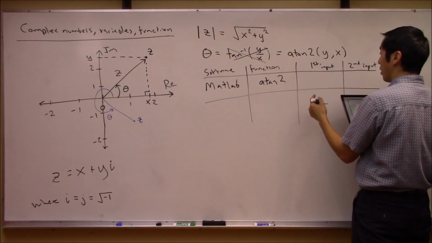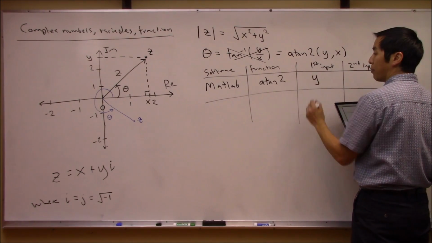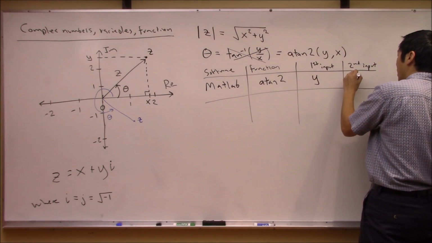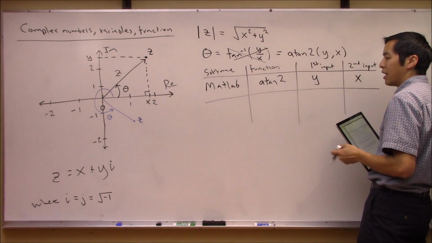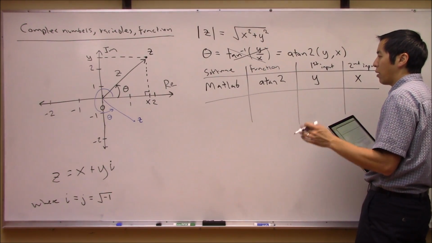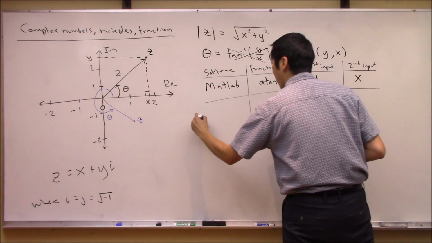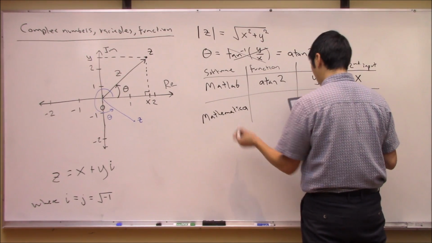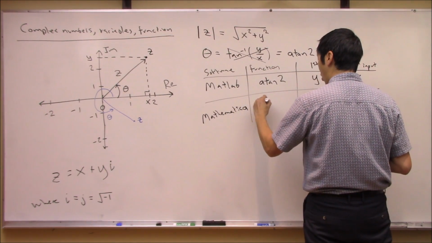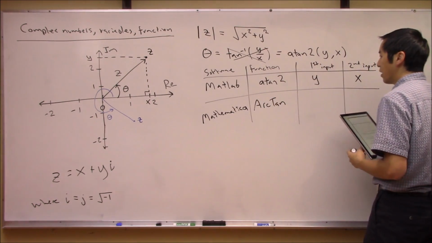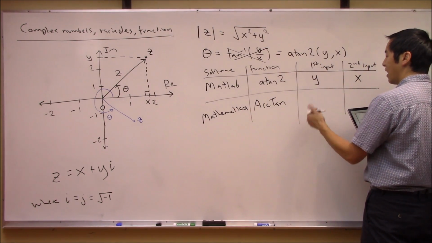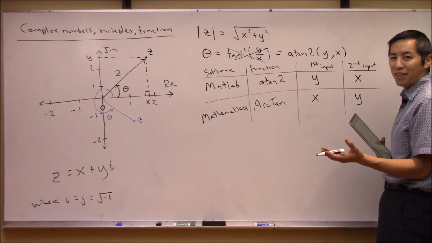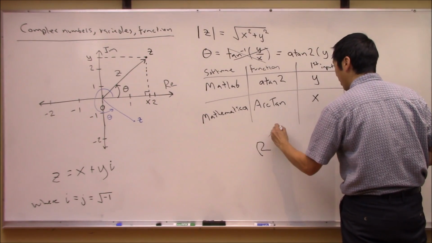So the first input in MATLAB is the y component, or the imaginary component, or the vertical component, however you want to think about it. And then the second input is the x component. Now you might be saying, duh, this is no problem. But the reason I call this out is because Mathematica and other packages have another function which does something similar. It has the ArcTan function. And the way you call ArcTan is you give it the x component first and then the y component. So this is one of these situations where you really have to read the manual.